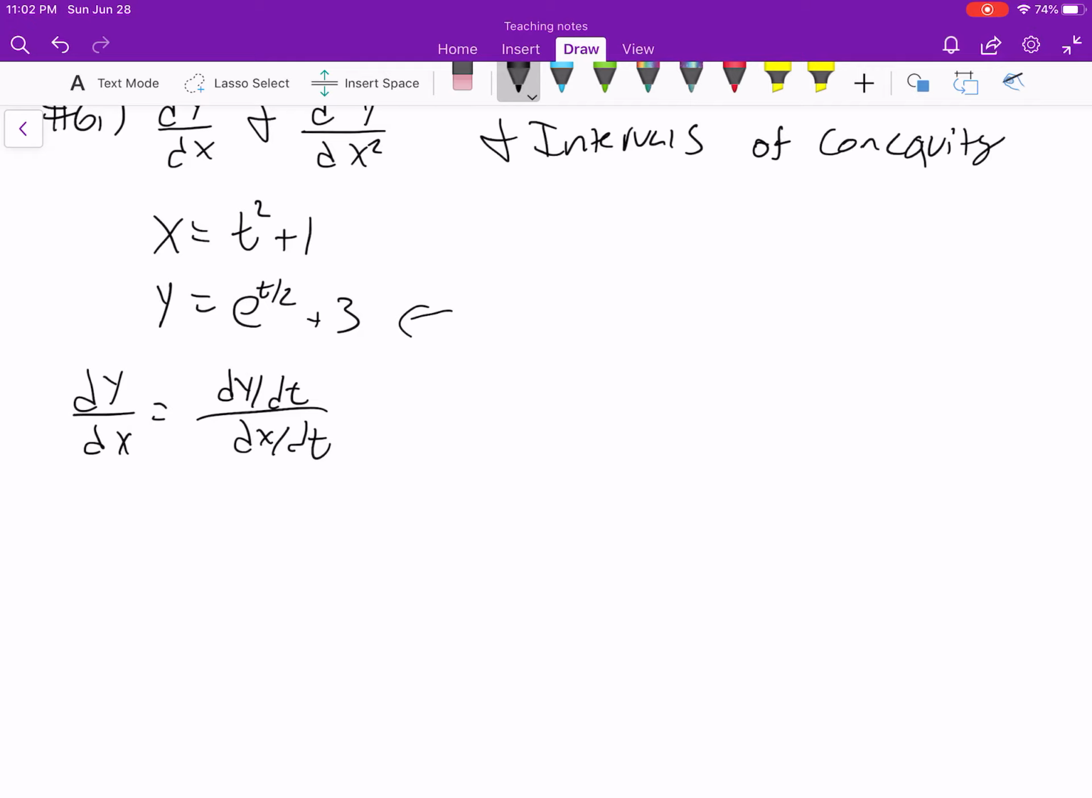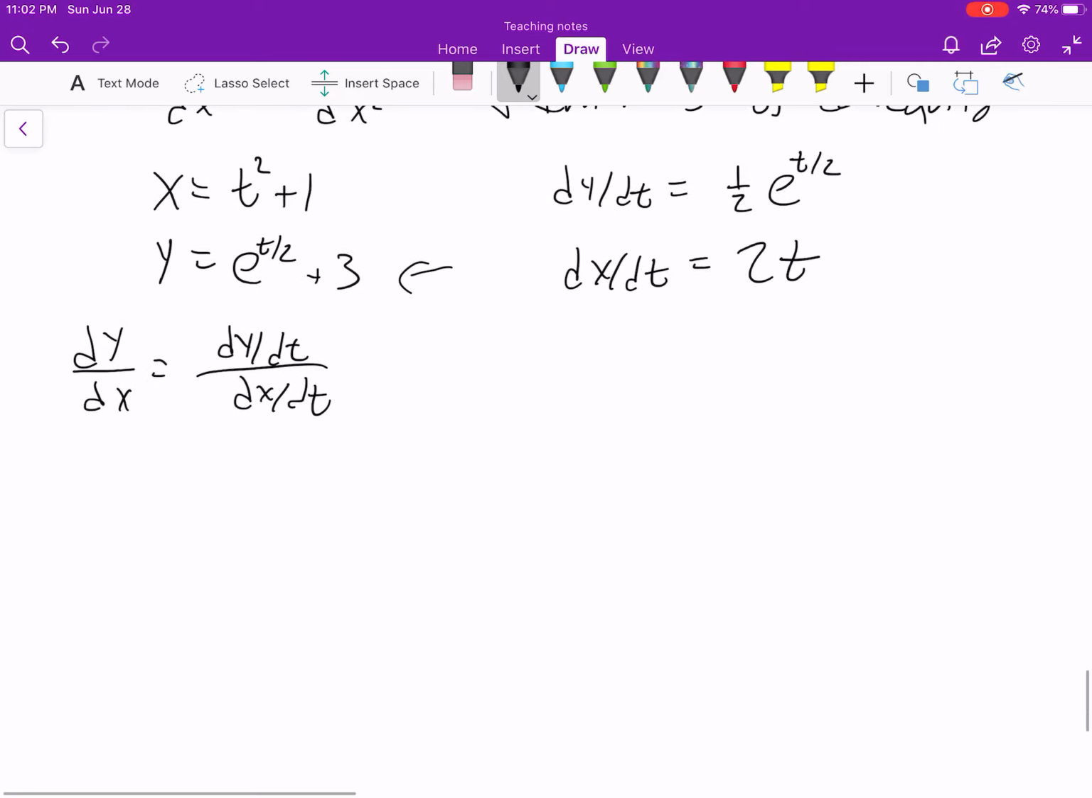So let's go ahead and calculate these. dy/dt is going to be 1/2 e to the t over 2. I used the chain rule there: the derivative of e to the x is e to the x, but because it's not just x up there, I take the derivative of the exponent. The derivative of t over 2 is just 1/2. dx/dt is 2t. So this derivative actually has a very simple form. It's going to be 1/2 e to the t over 2 divided by 2t.